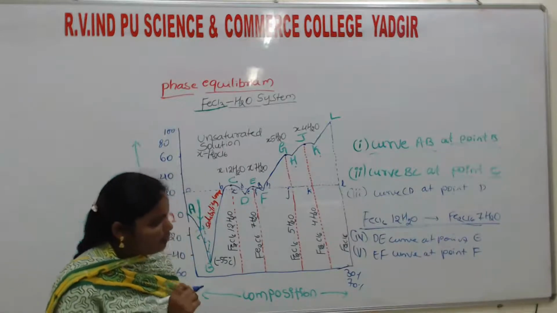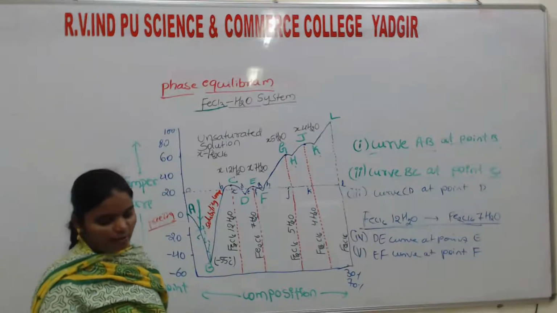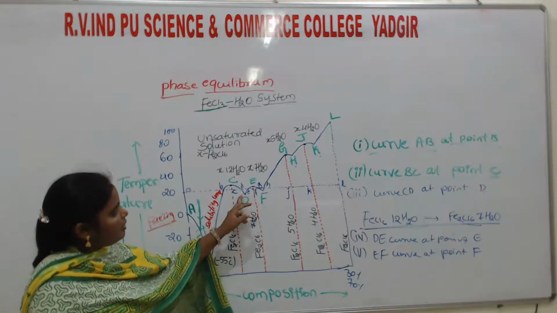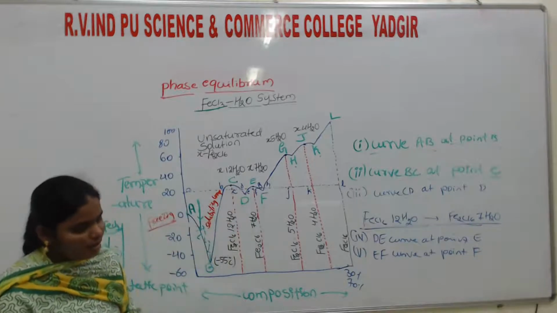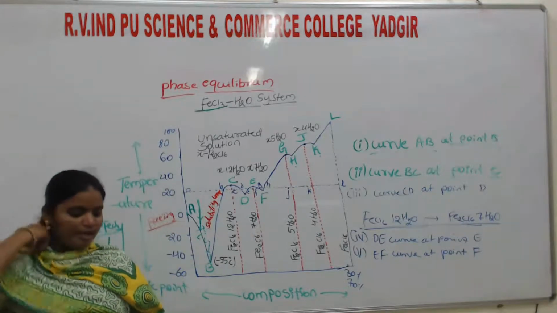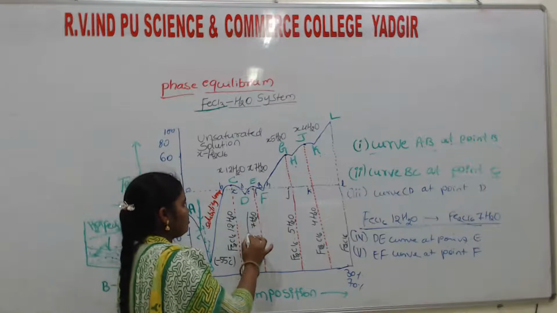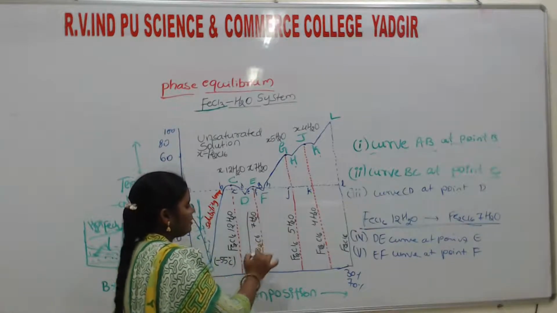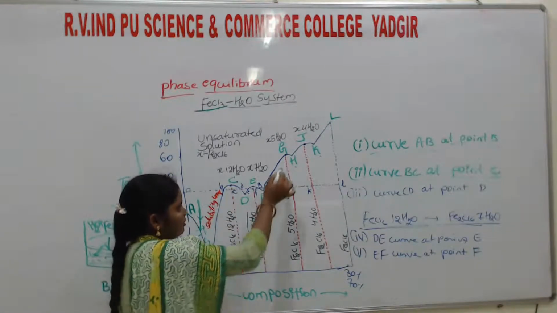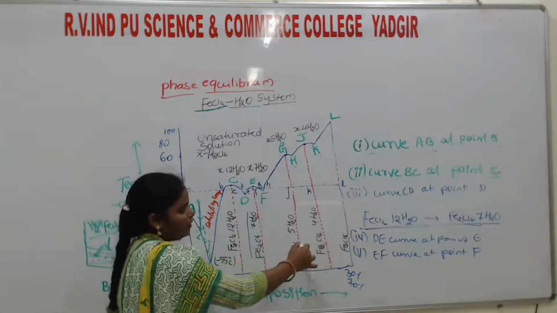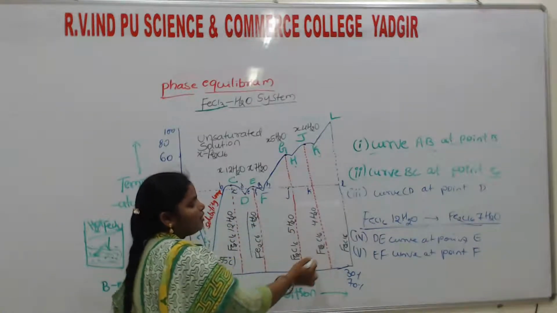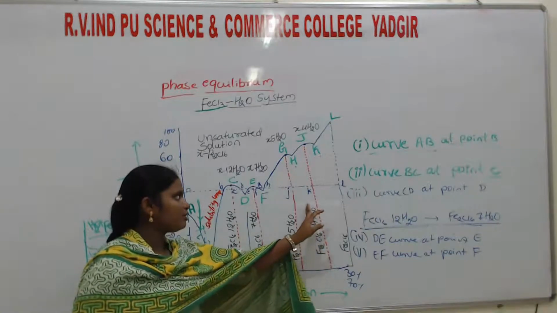Now consider the EF curve at point F. Like curve CD, the EF curve is similar. The EF curve is the melting curve of the 7H2O. The CD curve is the melting curve of the 12H2O. The GH curve is the melting curve of Fe2Cl6·5H2O, and this is the melting point of Fe2Cl6·4H2O.